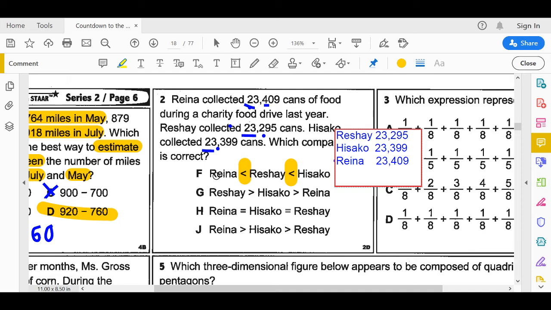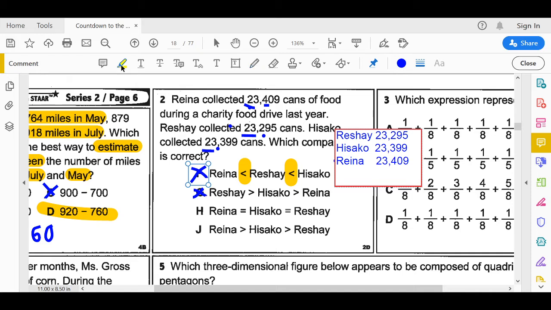So let's check if that is true. It's telling us that Reina's number is less than Riche. But we know that is not true because it's actually the opposite. Reina's number is greater than this one here. For this reason, I'm going to cross it out. It's not a good option. Letter G is telling us that the number for Riche is greater than the number from Hisako. And again, we know it's not true because actually the number here is smaller than this one. I can already cross that one out.